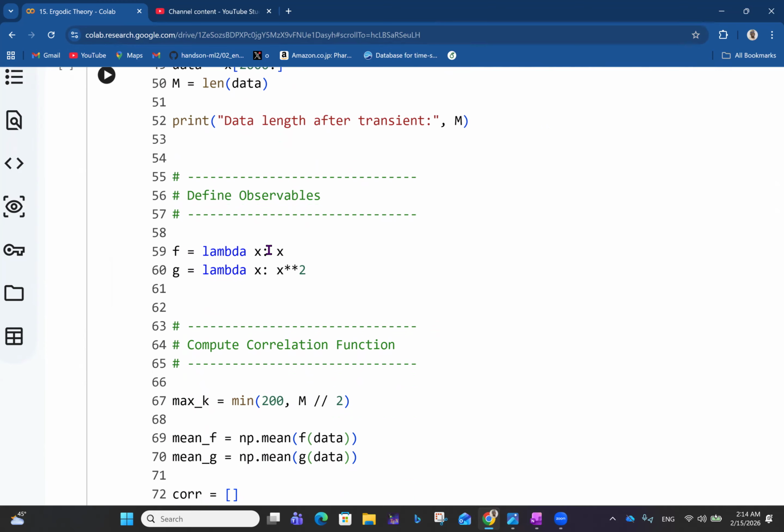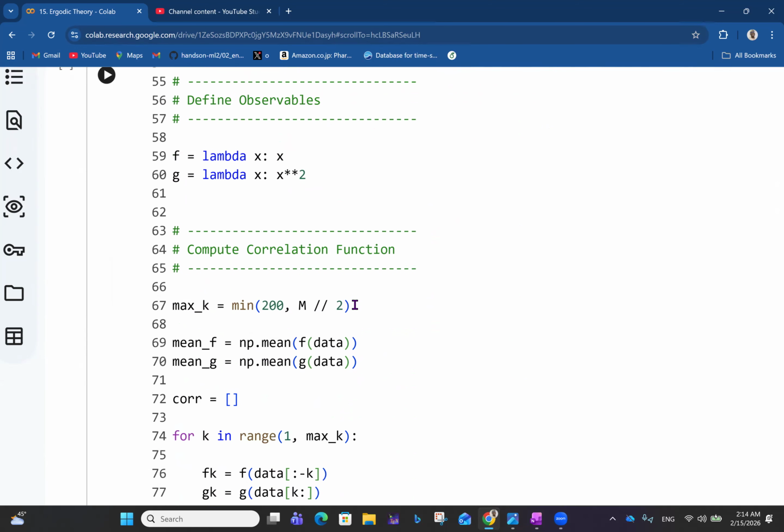And then we define observables. For f, we have lambda x, which is x. So we define f as x, and we define g as x squared. We have lambda functions in Python, so if you check my playlist on Python basics, you'll see lambda functions there.